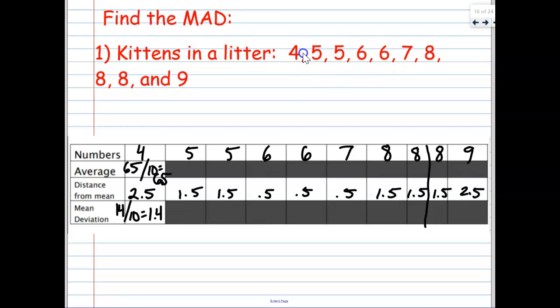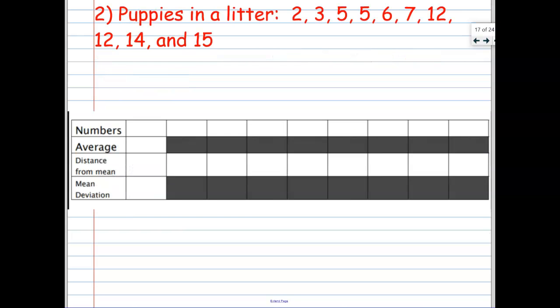I mean, 6.5 being the average would be right there. They're kind of close to it, so we have a 1.4 mean absolute deviation. All right, let's do one more in our notes. So go ahead and hit pause. Like puppy pause, kitty pause. Haha. All right, write all this down.